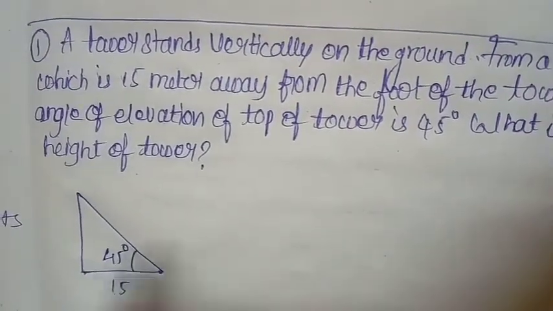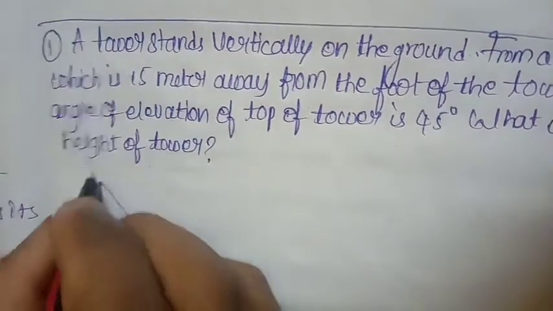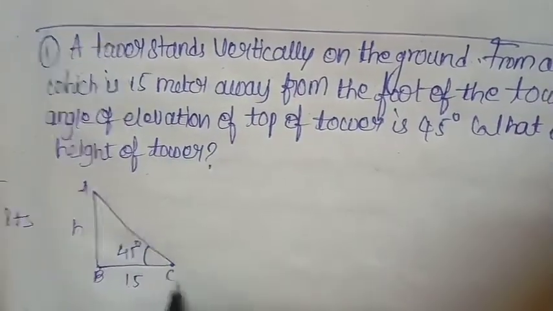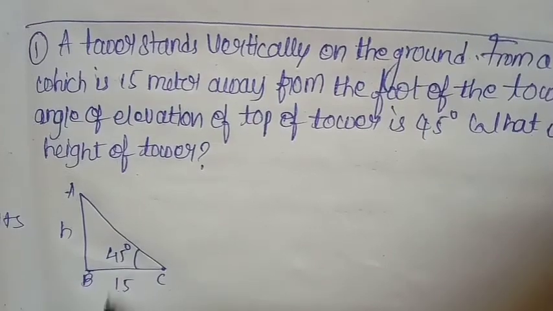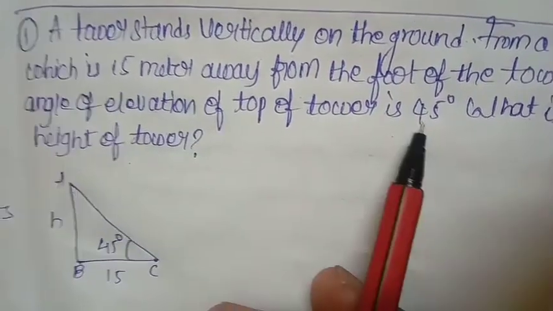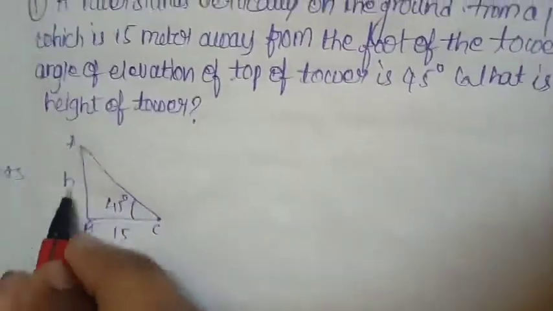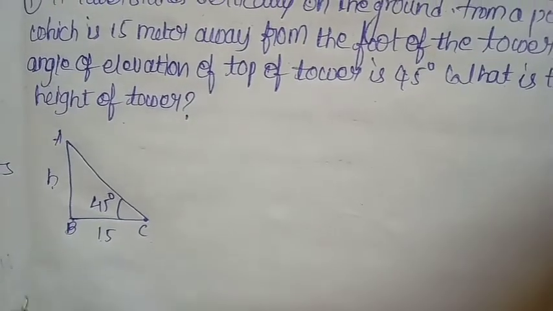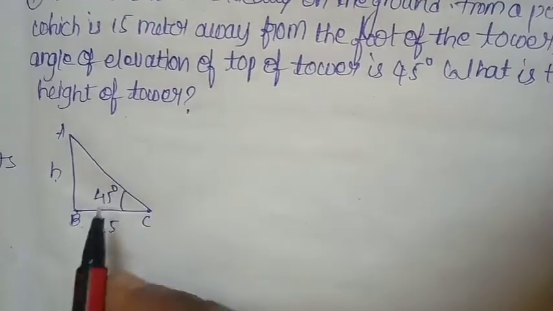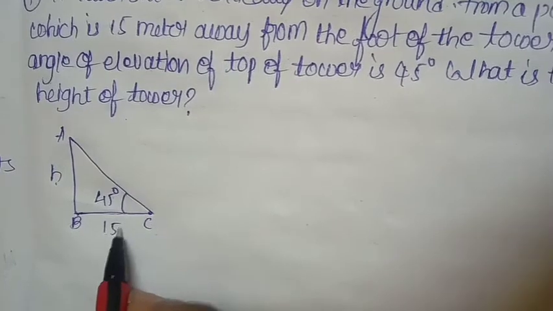They asked what is the height of the tower. Let's mention this as triangle ABC. This will be 45 degrees, as the angle of elevation is 45 degrees. We have to find the height. How to find the height? We have to see our requirements. This is the base, so it will be the adjacent side.